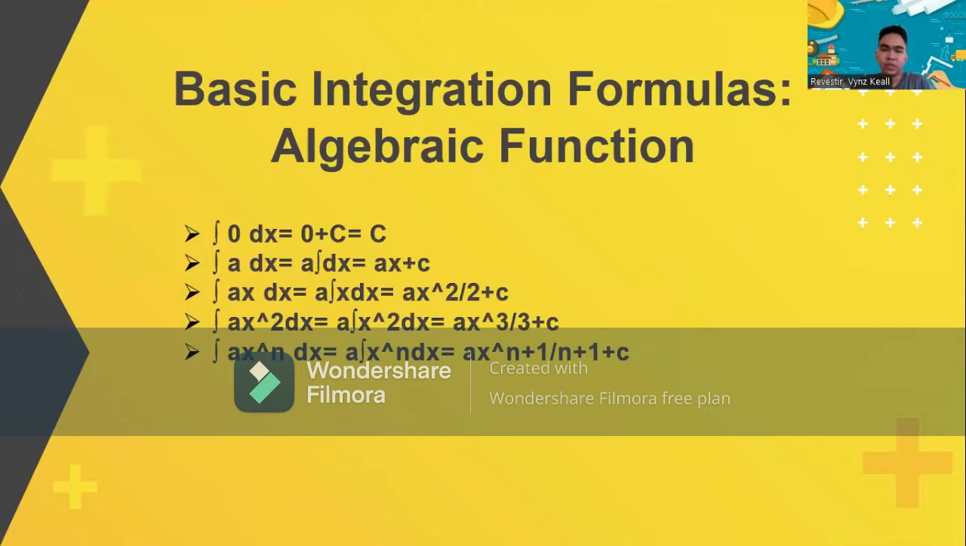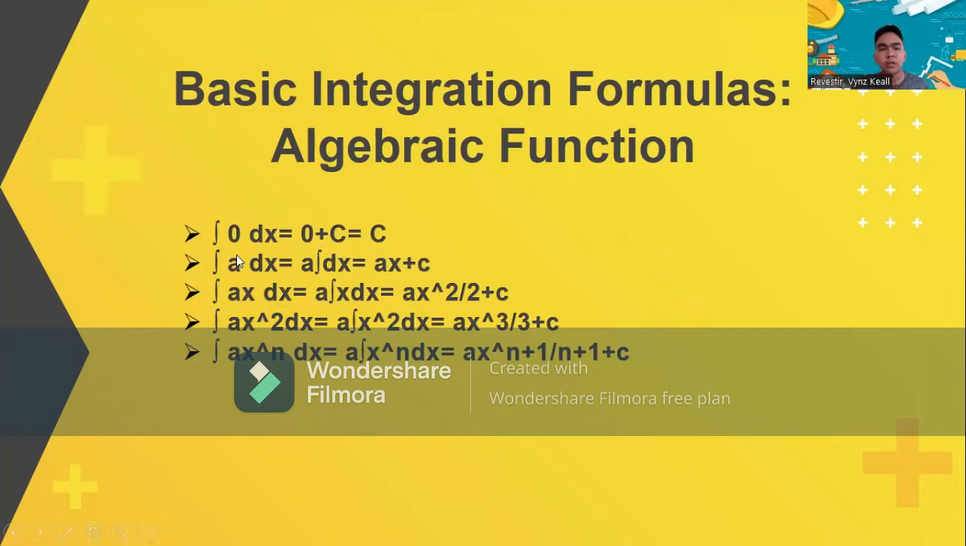Basic integration formulas for algebraic functions. We need to remember all of these formulas and rules in solving algebraic functions. First is the integral of 0 dx. The integral of 0 is equal to 0, and we change dx to the constant c. So 0 plus c is equal to c.